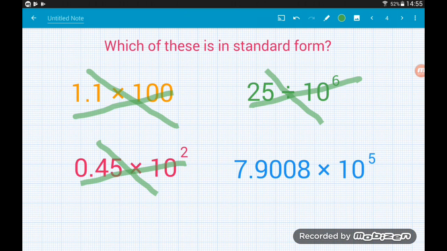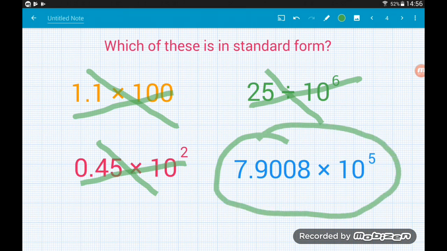So then we can probably guess that this one is going to be in standard form, but let's check. So we've got 7.9008 times 10 to the power of 5. So let's run through our checklist. Do we have a single non-zero digit before the decimal point? Yes, we do. We've got a 7. Do we have a multiplication sign between the number and the 10? Yes, we do. Do we in fact have a 10 to the power? Yes, we do. So this guy is in standard form.